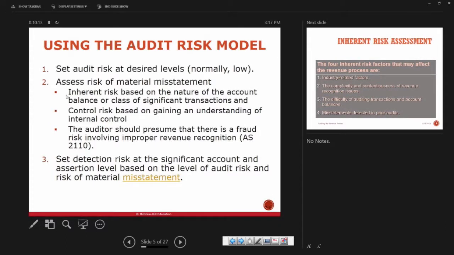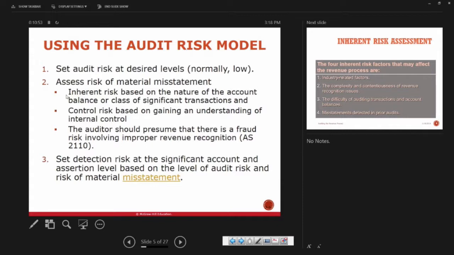So risk assessment, again, we talked about the audit risk model. Remember when I said that revenue is assumed to be high risk. Revenue recognition is assumed to be high risk. So the auditor should start with that presumption and then look at the controls that are in place and determine the risk of material misstatement. So inherently, it's considered to be a high-risk account. Also, the auditor should consider that there's a high risk of fraud, which would obviously lead to a risk of material misstatement.